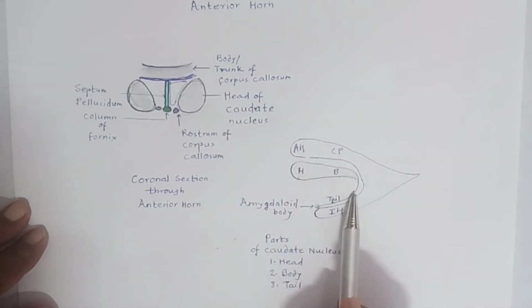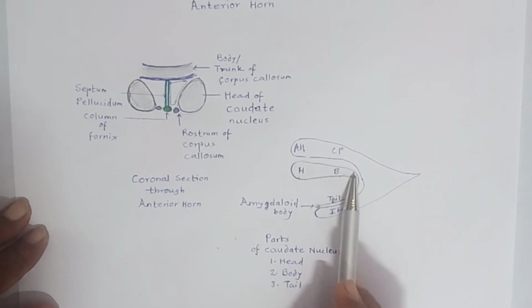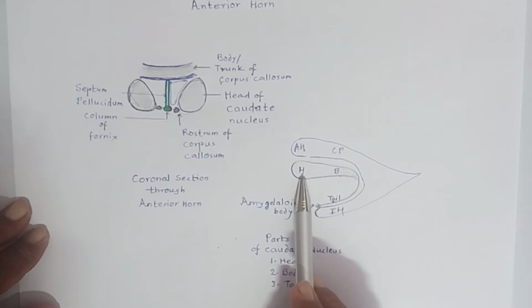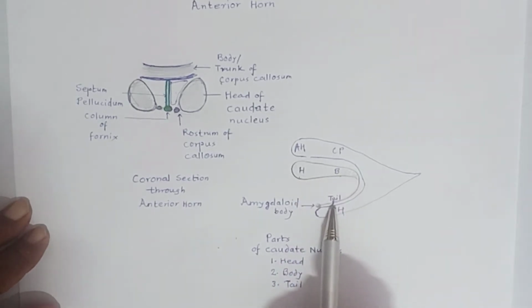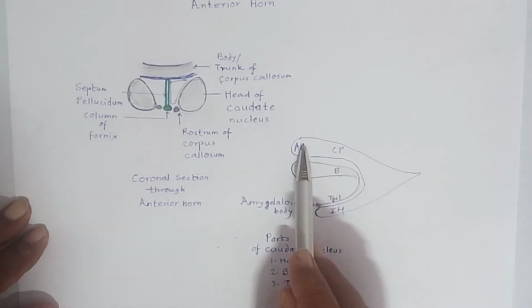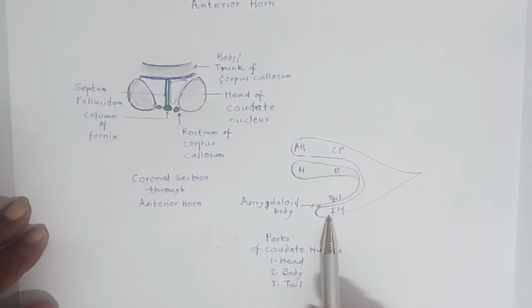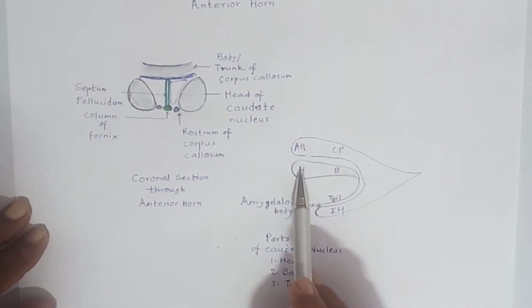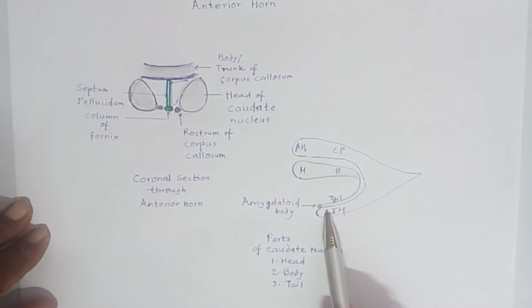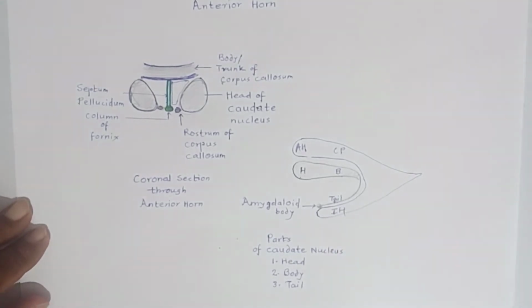This is the caudate nucleus. Caudate nucleus is part of basal ganglia. It consists of three parts: head, body, and the tail. Tail ends at the amygdaloid body. This is the lateral ventricle. The head of caudate nucleus lies in the floor of anterior horn. The body of caudate nucleus lies in the floor of central part, while tail of caudate nucleus lies in the roof of inferior horn.